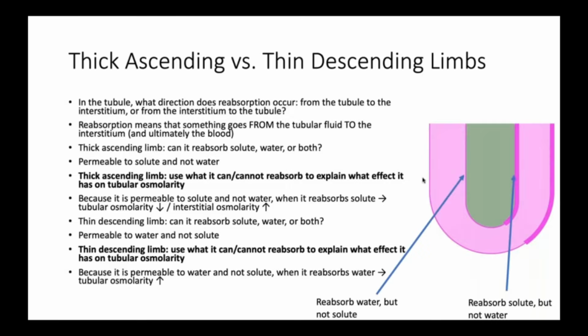Oh, okay. I see. So again, the key is that the descending limb can reabsorb water but not solute, and the ascending limb can reabsorb solute but not water. Okay. This is the magic. This is where the magic happens for regulating how much free water you absorb or don't. It's pretty amazing when you think about it, right?